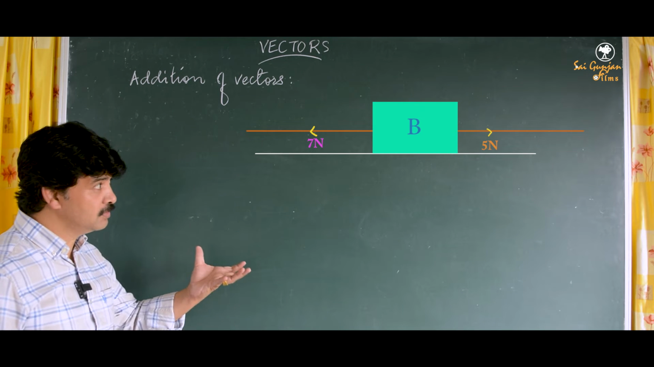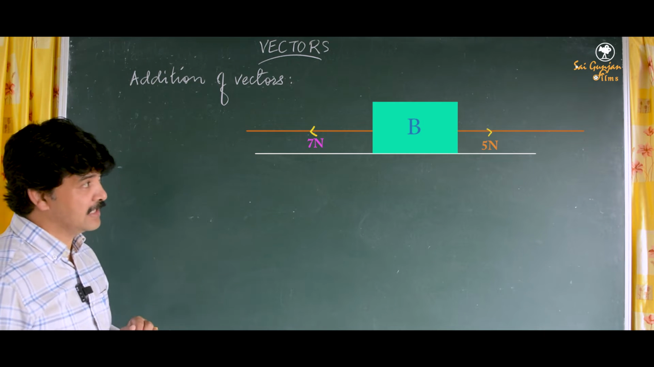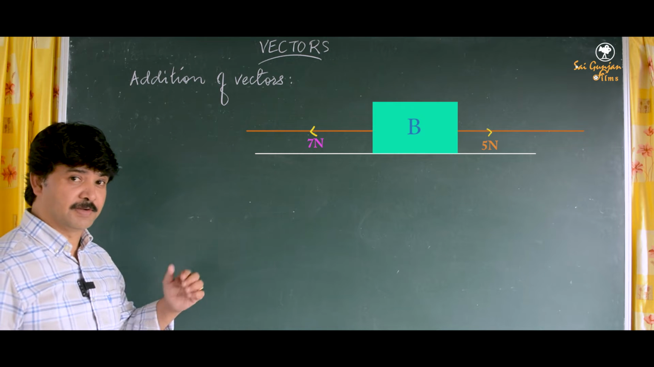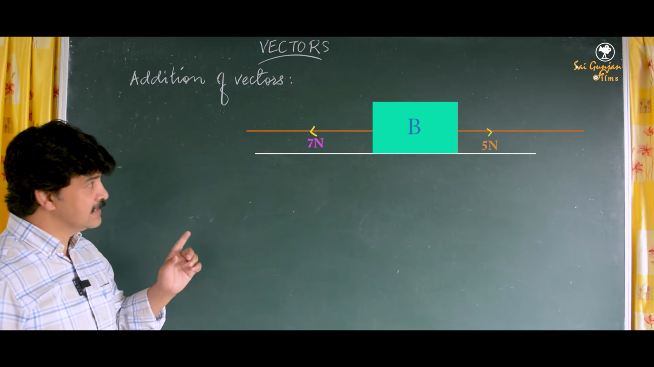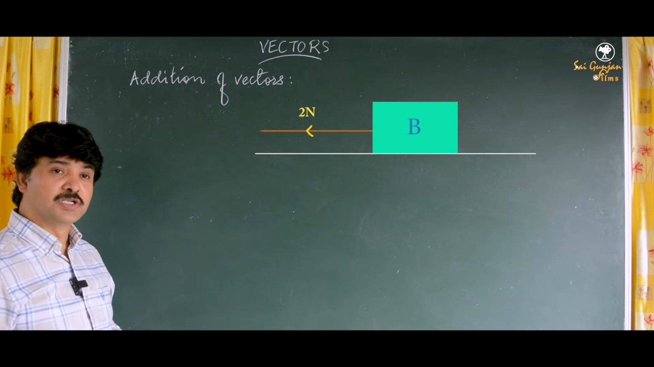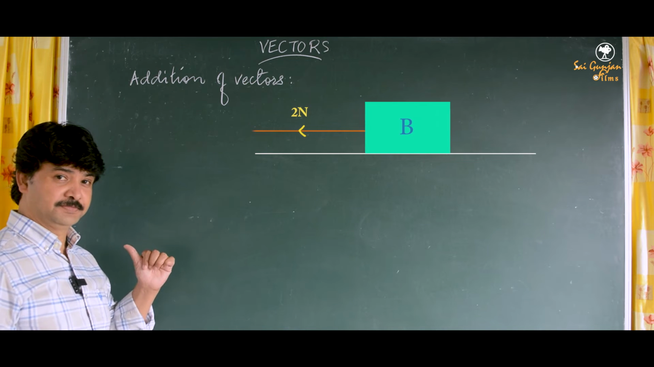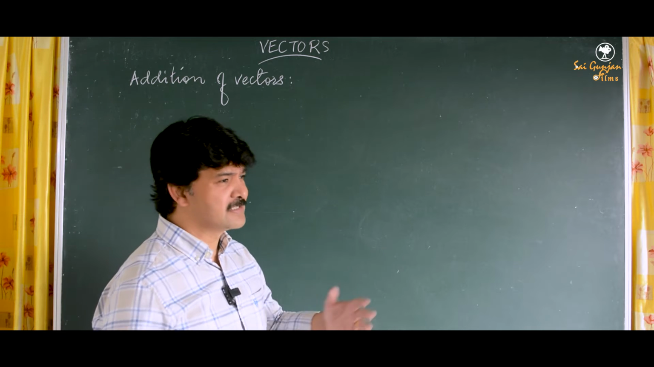And what will be the total force on the body? Now in this case the forces are in opposite directions, isn't it? That's why when the forces are in opposite directions we have to find their difference. So the total force in this case is 7 minus 5, that is 2 Newton, and that 2 Newton is directed towards your left. So isn't it very simple to find the sum of vectors?